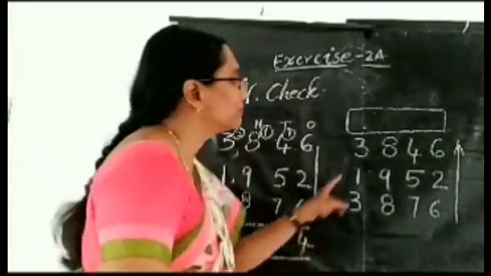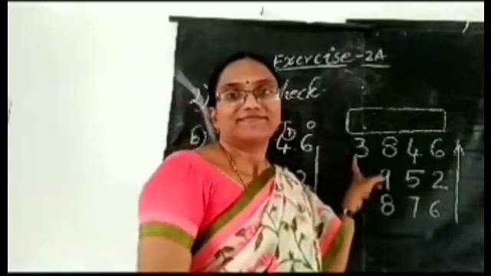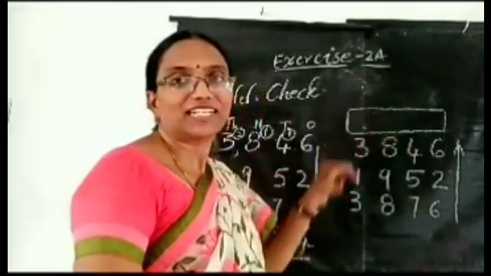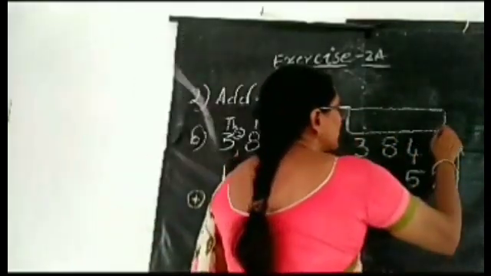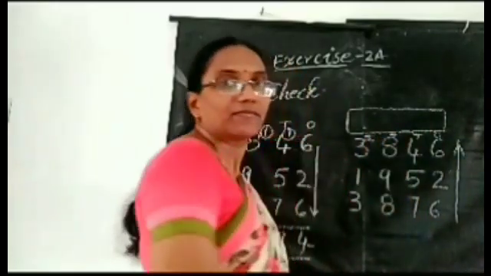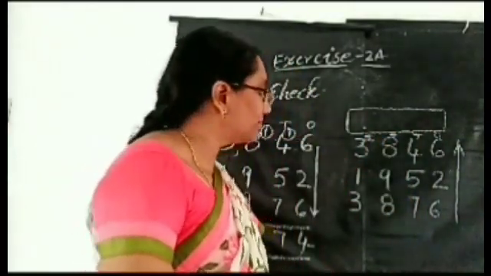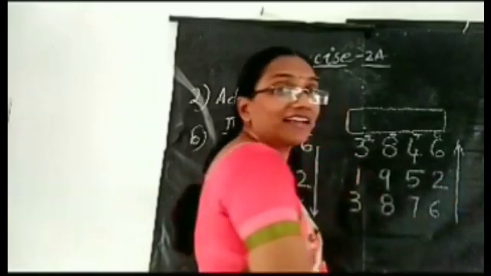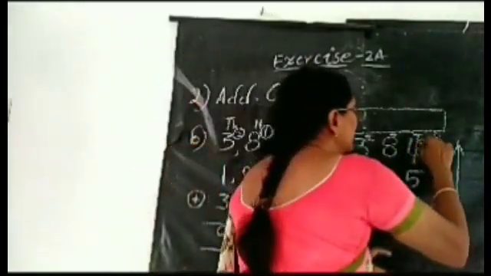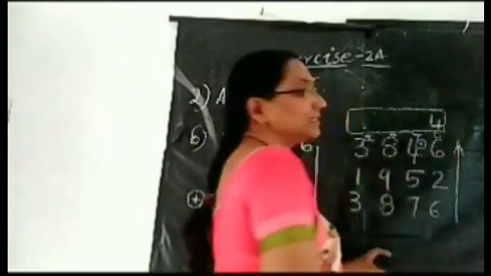Now we will come to the checking. Add up. Where do we write the answer? Here we have to write the answer. Write the places: ones, tens, hundreds and thousands. Okay. Now see here. 6 plus 2 is 8. 8 plus 6 is 14. Write 1 here and 4 here.